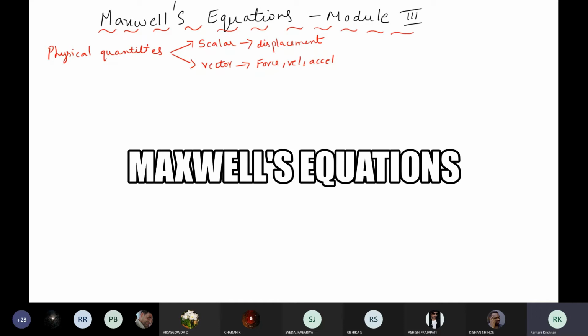Scalar and vector. Okay, so scalar. How do we represent a scalar quantity? For example, displacement. Displacement means we are moving from one place to another, AB. So AB gives me the displacement. This is a scalar quantity; I need only the magnitude. For example, this is 5 kilometer. So the magnitude is how much? 5 kilometer.